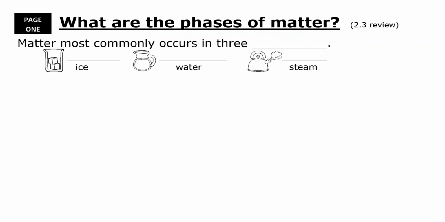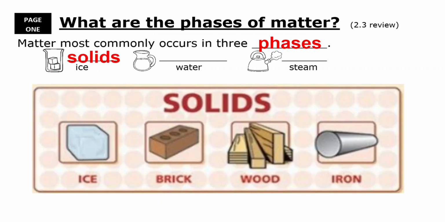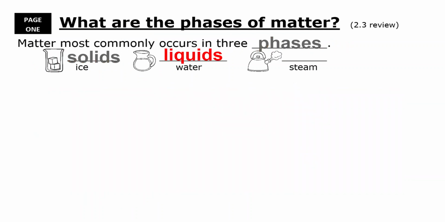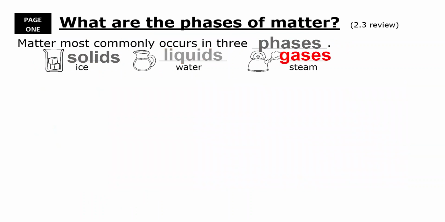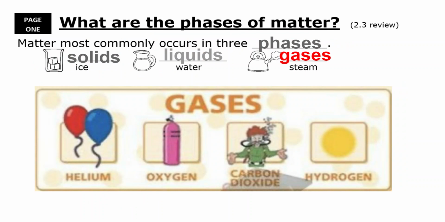What are the phases of matter? Matter most commonly occurs in three phases. And as you probably know, those phases are solids, liquids, and gases. Solids include things like solid water, ice, bricks, wood, and iron. Liquids include things like petrol or gas, vinegar, paint, and liquid water. Gases include things like steam for water, helium, oxygen, carbon dioxide, and hydrogen.